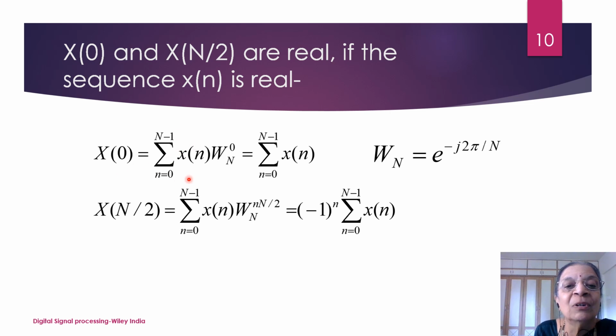So X0 is equal to the summation n varying from 0 to N minus 1 of x(n) W_N raised to 0, because we are calculating the zeroth coefficient. So x(n) into W_N raised to 0 is what? W_N is e raised to minus j 2 pi by capital N. Now if k is 0, then this will be equal to e raised to minus 0, that means it is equal to 1. So it is equal to x(n). So this is real. If x(n) is real, this will be real. Then X of N/2 will also be similarly evaluated. This will be x(n) W_N raised to N/2, so it will be minus 1 raised to n. So again it is real.